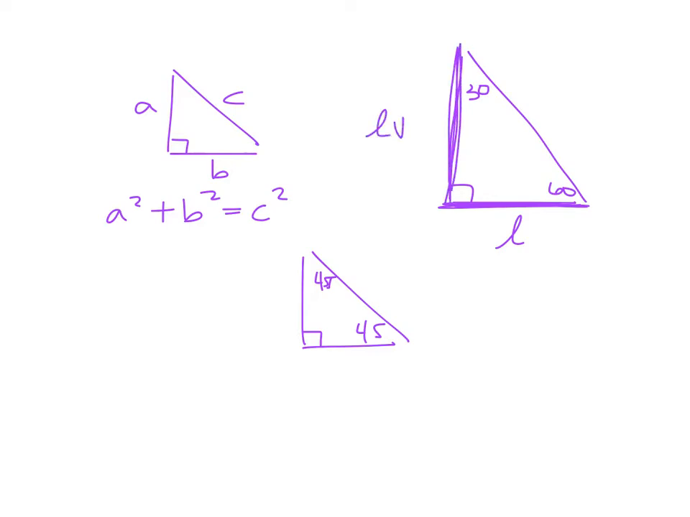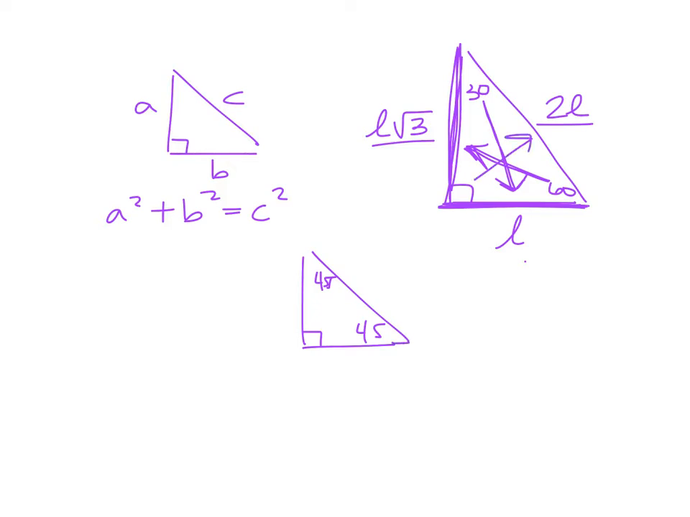L rad 3. Is it because the one's on bottom and the one is vertical that they are L and L rad 3? No, whatever is across from the 30-degree angle is your L side. Whatever's across from the 60 is L rad 3. And then what is the hypotenuse? 2L every time. Across from 30 is L. Across from 60 is L rad 3. And the hypotenuse is 2L.